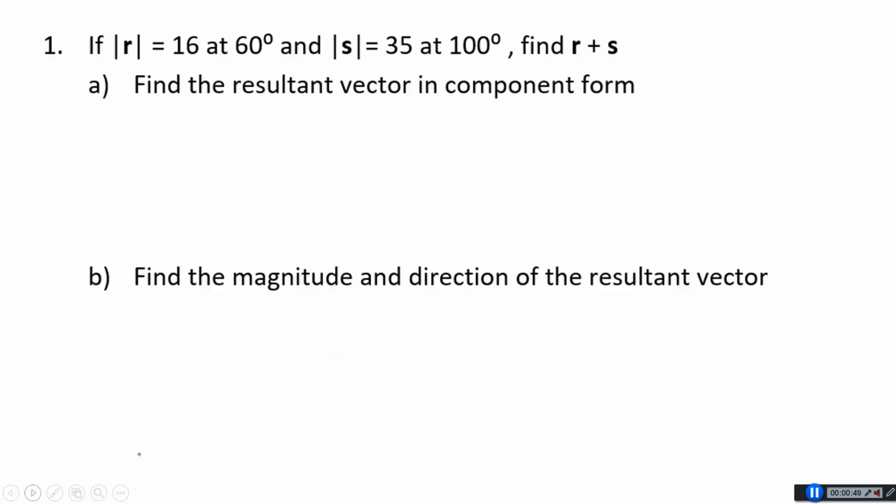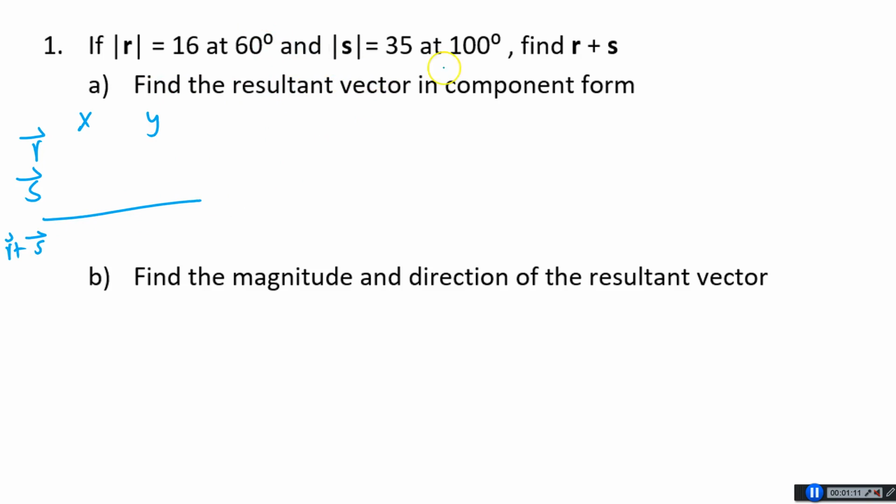So the first problem is just a basic intro problem. They give you two vectors, they give you the magnitude and also the direction, and they want you to find r plus s. First they want you to find it in component form. So what I'm going to do here is just make an x and a y list for each of these. So we have r and we have s, and then we're going to have our result underneath. This will be r plus s.